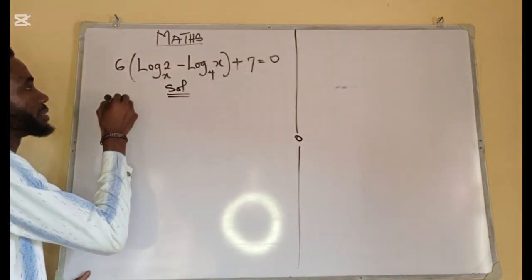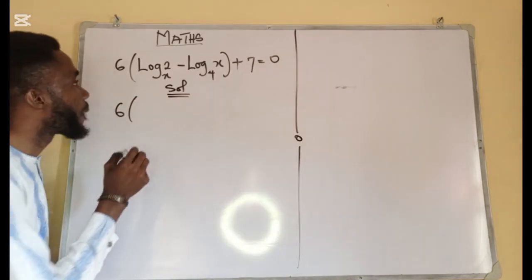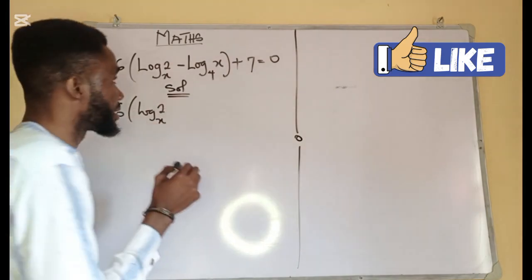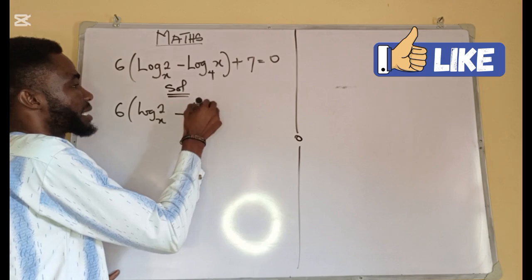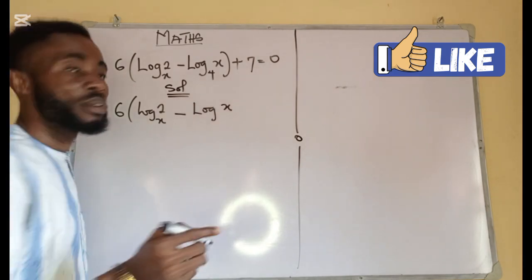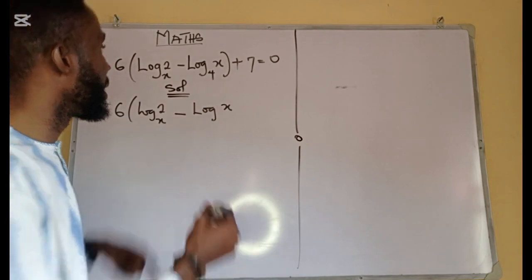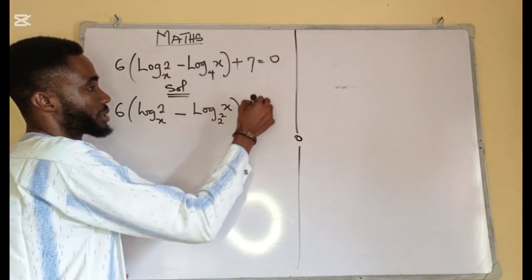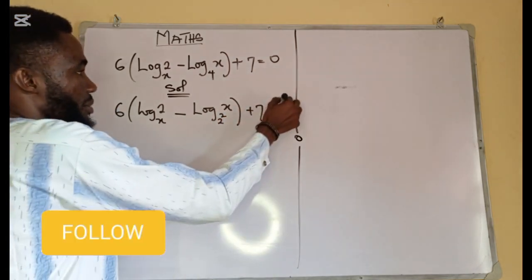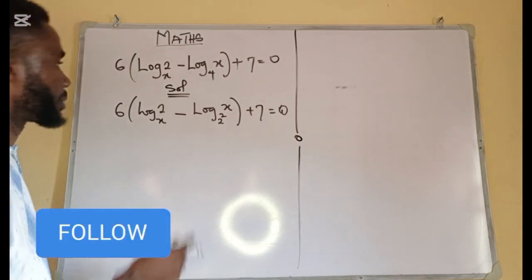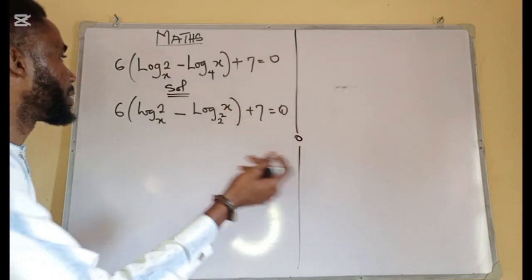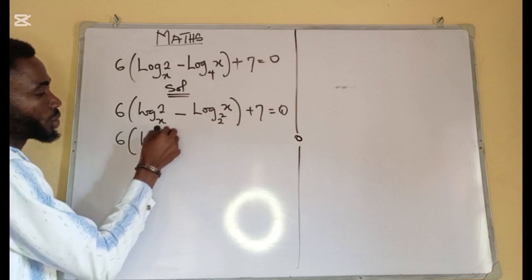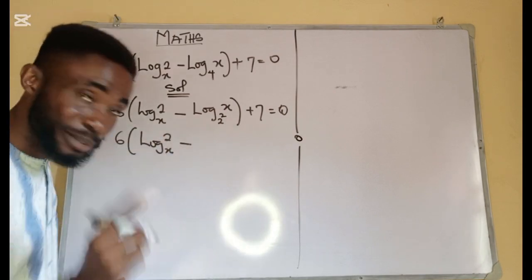Okay, so I have it to be 6 into log 2 to the base of x. Now minus log x. Now this 4 can be written in the power base 2, which is 2 power 2, then plus 7 is equal to 0. Are we together, guys? Good, because 2 power 2 is 4. So next, this can be written as 6 into log 2 to the base of x minus.